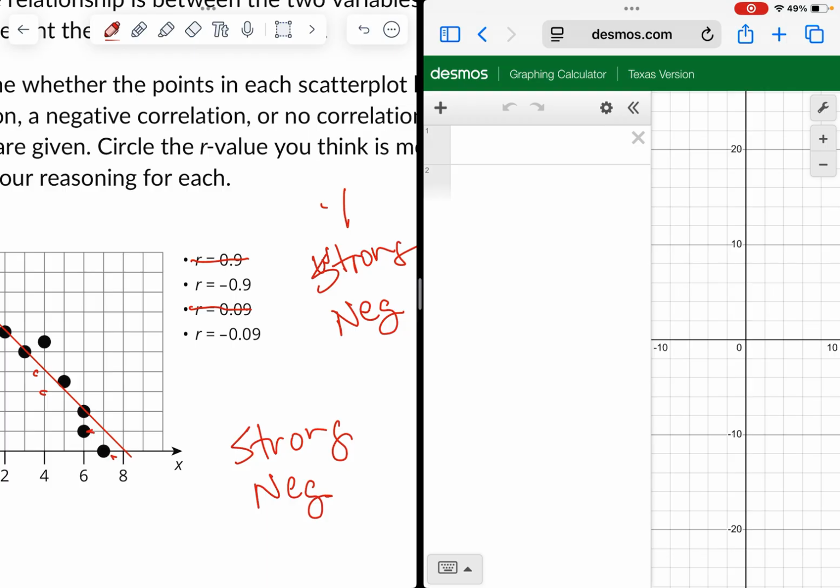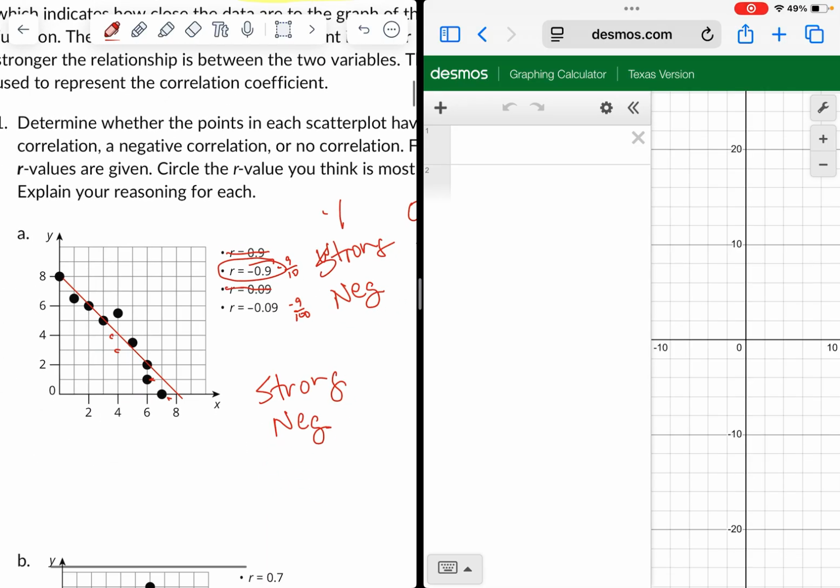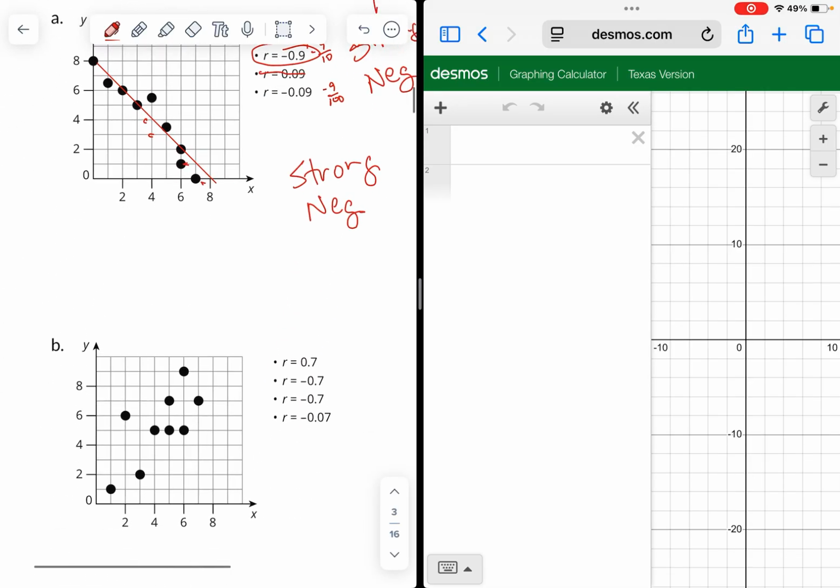-0.9 or -0.09? Think of this as -9/100ths, -9/10ths. -9/10ths is a whole lot closer to -1 than -9/100. So this would be a reasonable correlation coefficient. And again, we're going to have Desmos actually calculate that for us shortly.